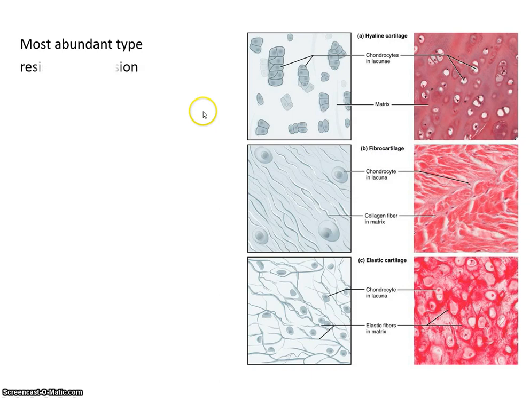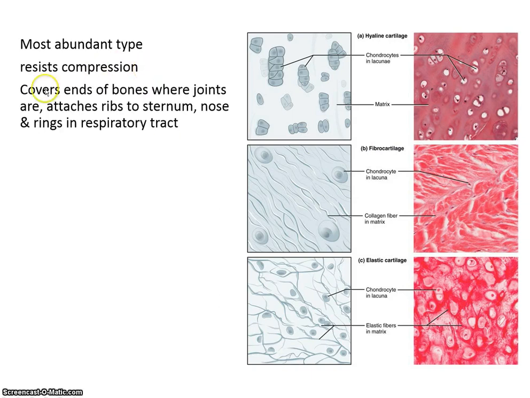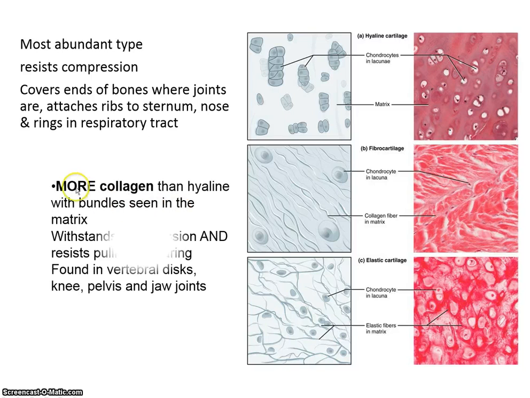The most abundant is hyaline. Again, it resists compression, it's a cushioning. It covers the ends of the bones, all bones in the body. It attaches the costals, or ribs, to your sternum. It's in your nose, and it's those rings of your trachea that you can feel in your neck region, or cervical region.